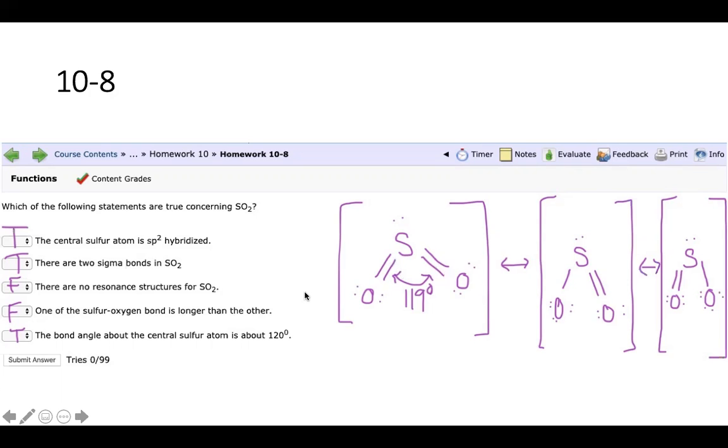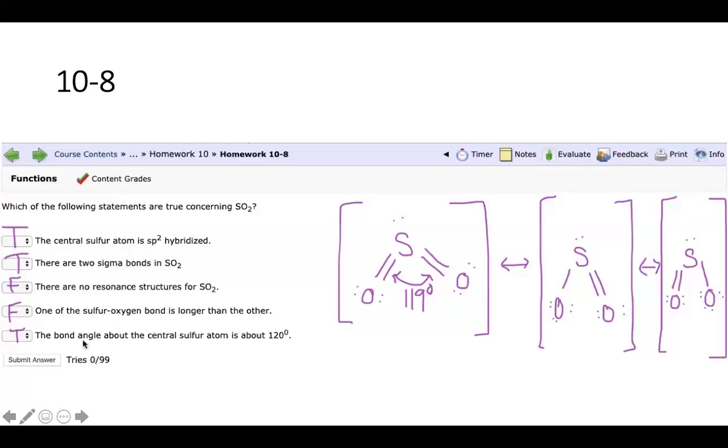All right. So then our fourth statement says that one of the sulfur oxygen bonds is longer than the other. This again goes back to the observed structure that we talked about with the carbonate example. If you go to video 7 of this homework 10 series, you can see the observed structure for carbonate. It's going to be the same thing for SO2, where the real structure that we would see in nature for sulfur dioxide is an average of these 3 structures.